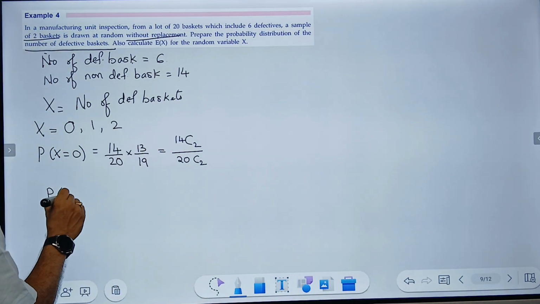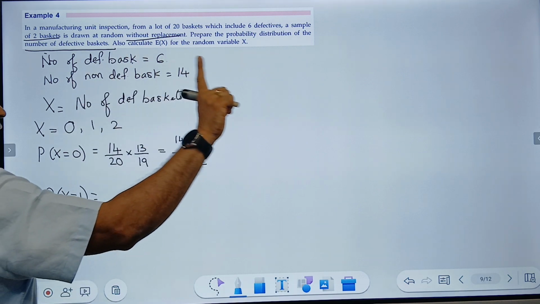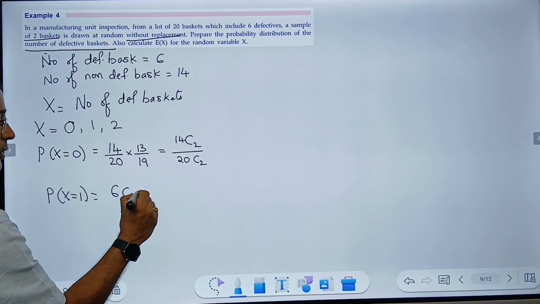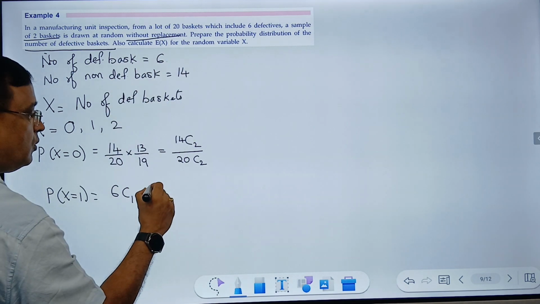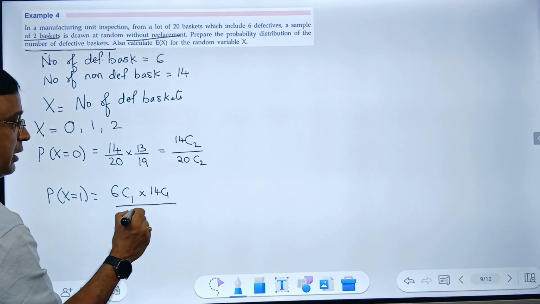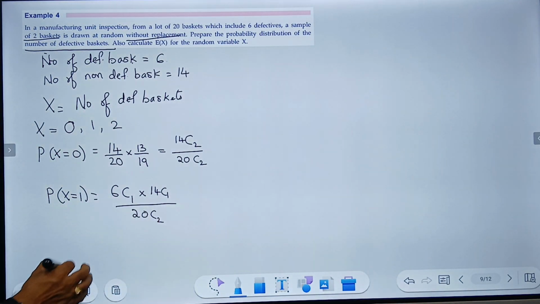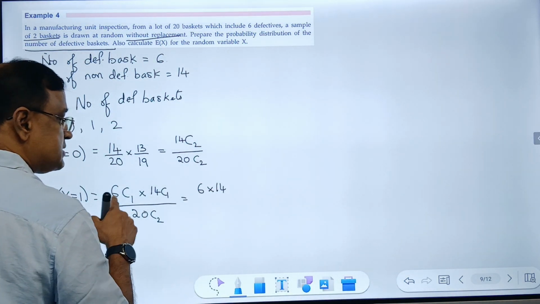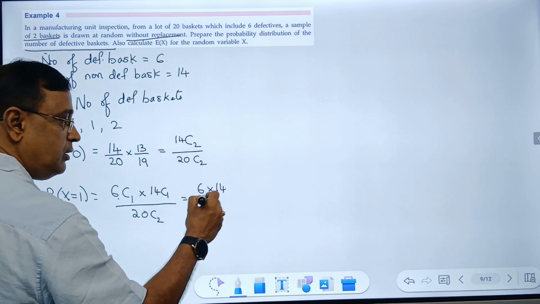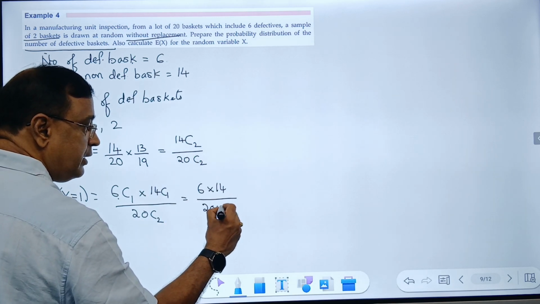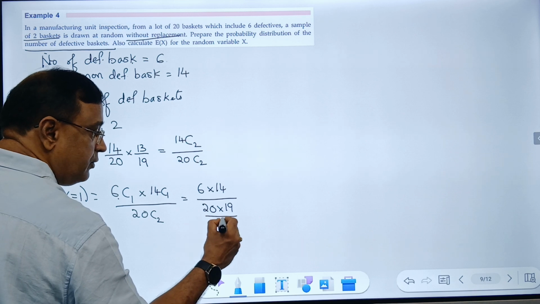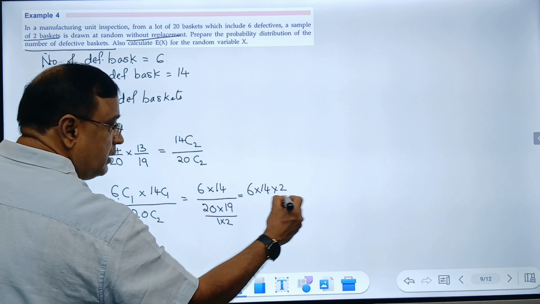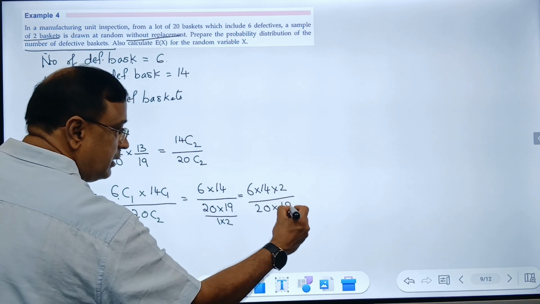Now what is P of X equal to 1? One defective and one non-defective: 6C1 times 14C1, out of 20C2. How do I calculate this? This is 6 into 14, because 6C1 is 6 and 14C1 is 14. But what is 20C2? 20 into 19 by 1 into 2. This will go up, so you get 6 into 14 into 2 divided by 20 into 19.